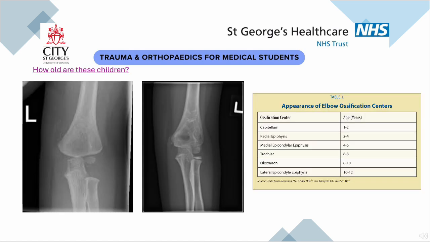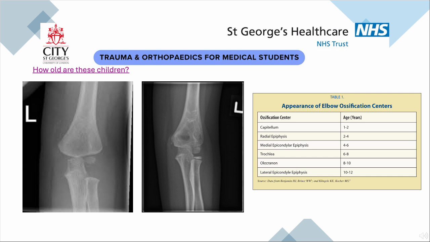So using the knowledge of when these bones ossify or appear, we can work out how old a child is. If we look at the x-ray on the left hand side, I can see that the capitellum has appeared and it lines up with the radius, but the radial head ossification centre has not yet appeared. So I therefore know that this child is not yet 3 or 4. So I would estimate this child to be 1 or 2 years old.